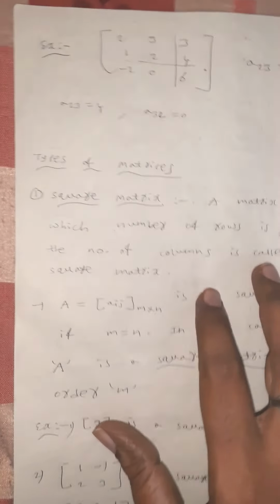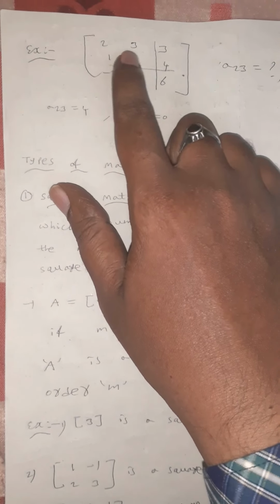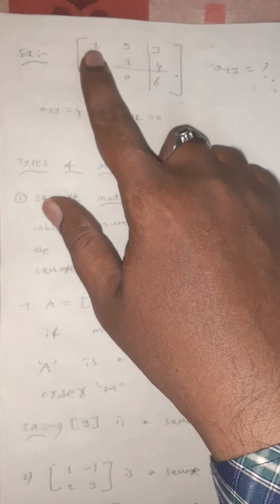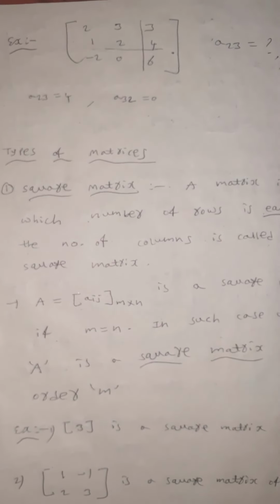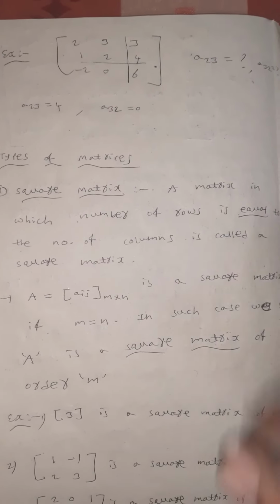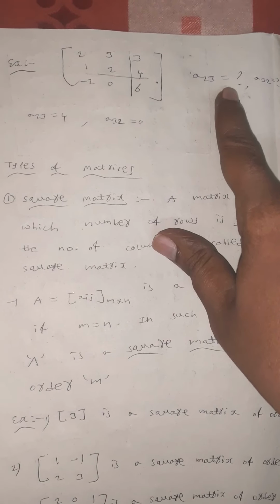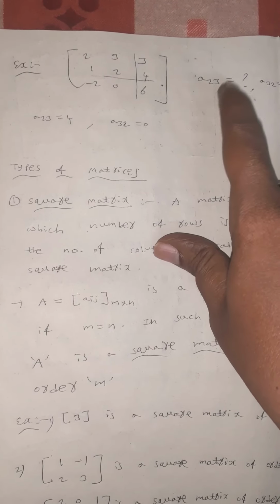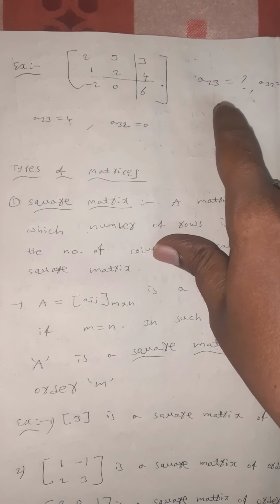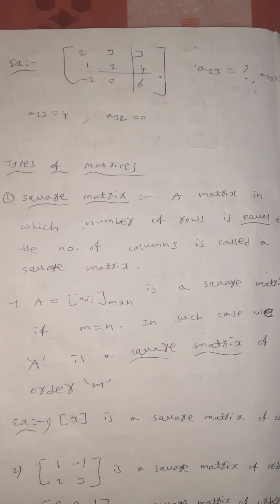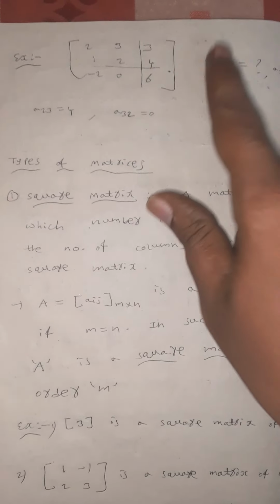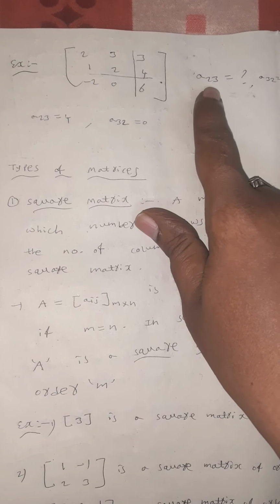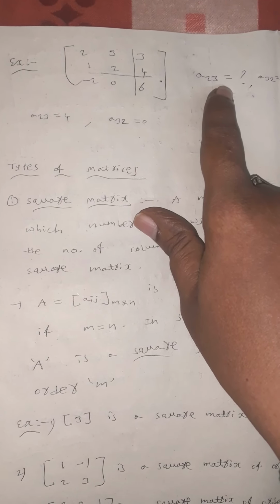If you see the example here, I have taken an example 3 by 3 matrix: 2, 3, 3, 1, 2, 4, minus 2, 0, 6. I want to find A23. How will you find the location of this A23, or how will you find the value of A23? A23 means the second row, third column element.